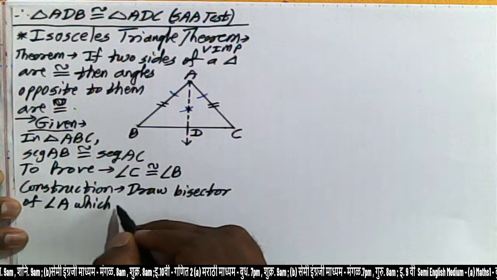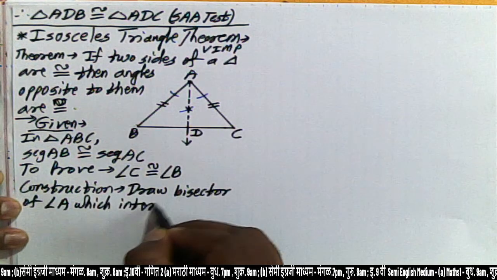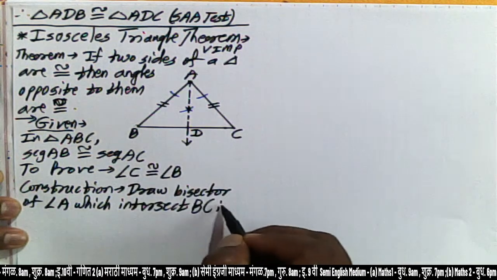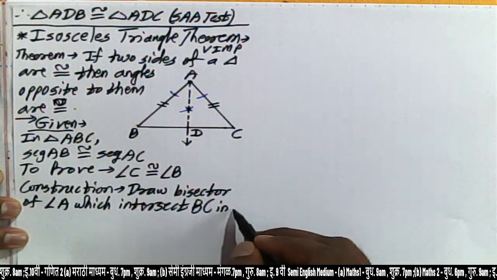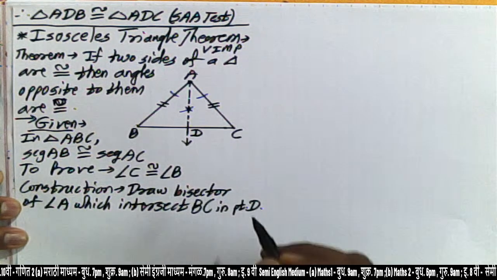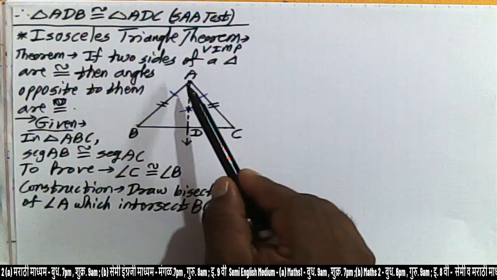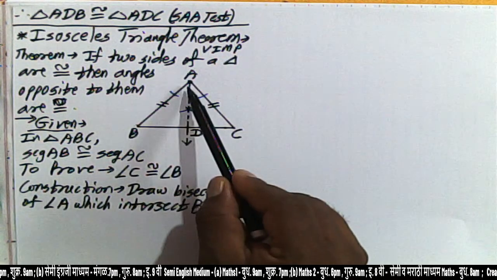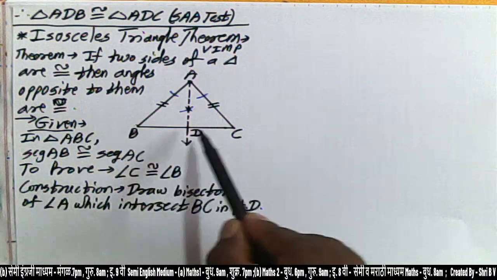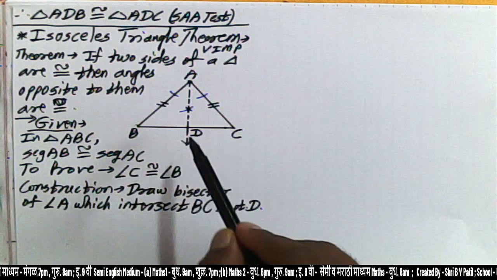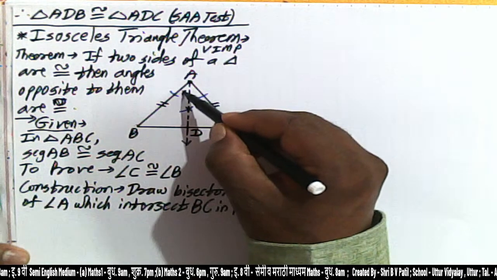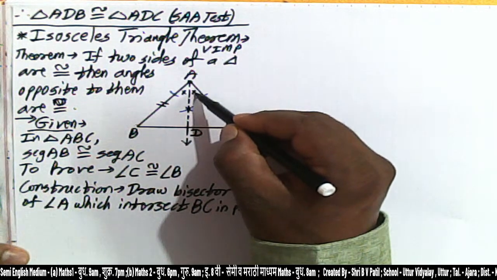Which intersects BC in point D. Draw the bisector of angle A which intersects segment BC in point D. And this is a bisector, means two angles are congruent.